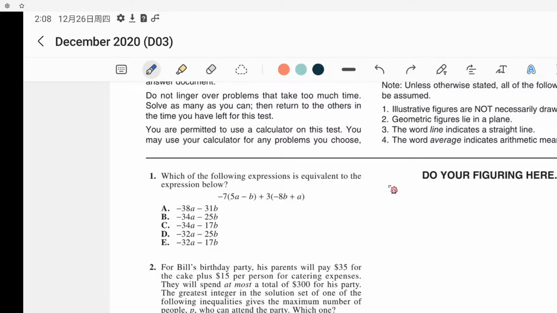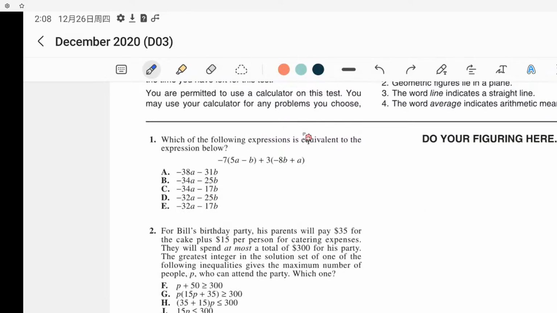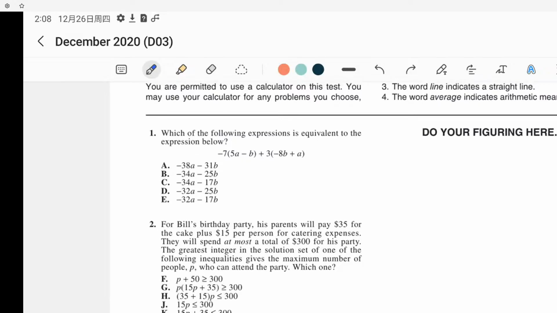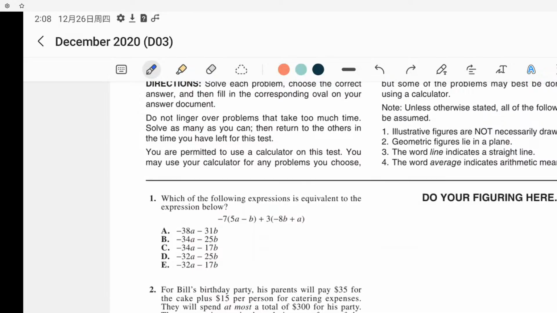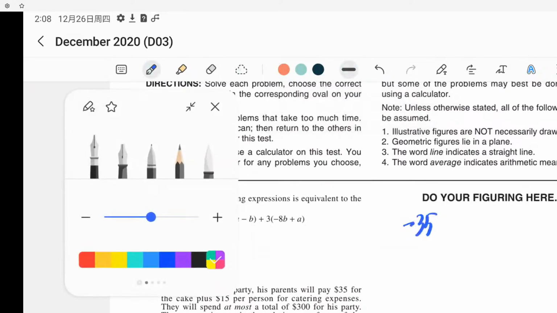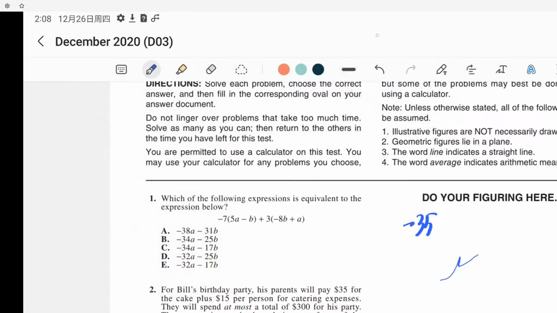First problem, we see that it asks us to find the answer which is equivalent to the expression below. So we're just going to multiply it out. Negative 35. This is a little too big. It's better.